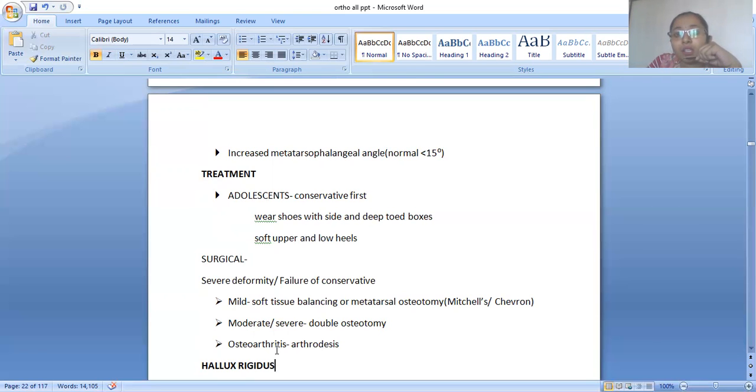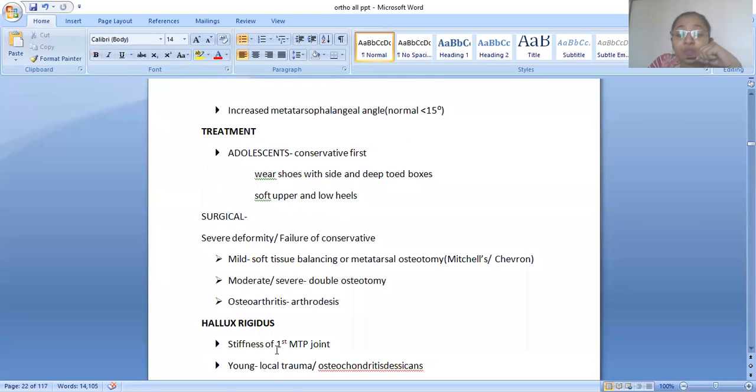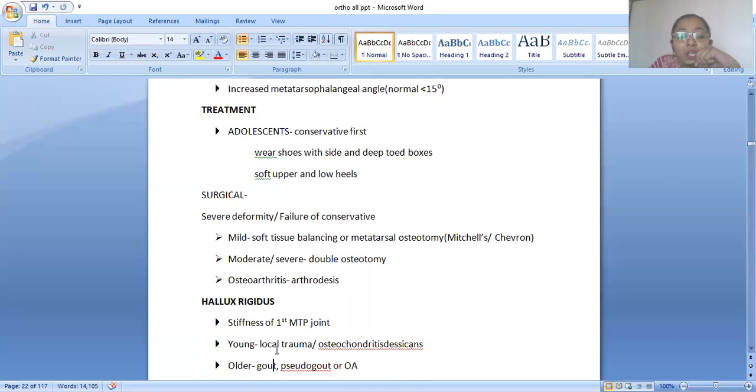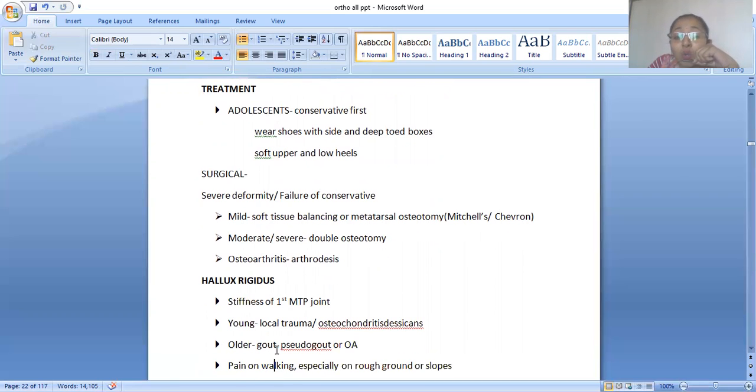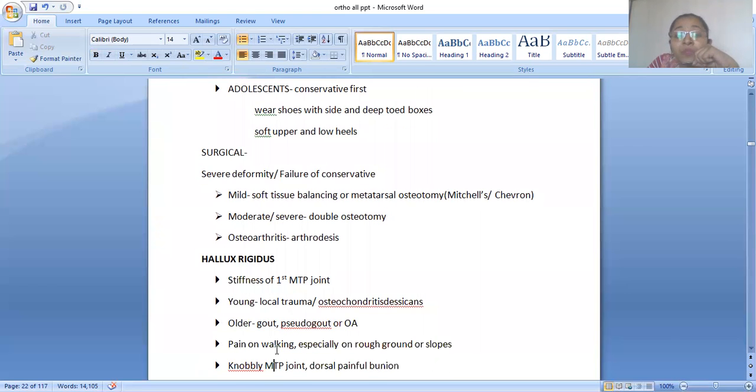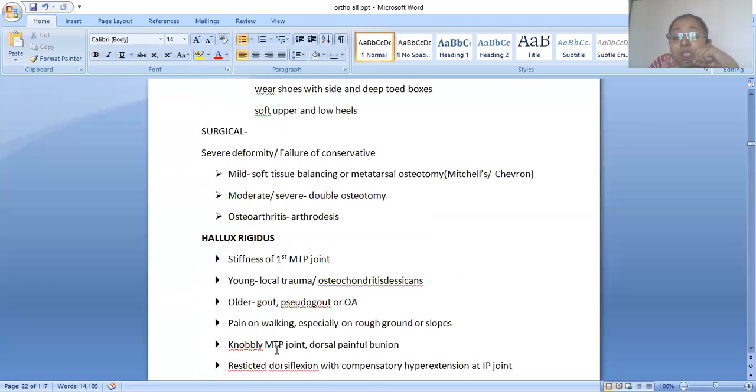Then the next deformity will be hallux rigidus. Hallux rigidus is stiffness of the first metatarsophalangeal joint. In young patients it is also caused by local trauma or osteochondritis dissecans. In older age, it is due to gout or pseudogout or OA. The pain on walking will be present, especially on rough ground or slopes.